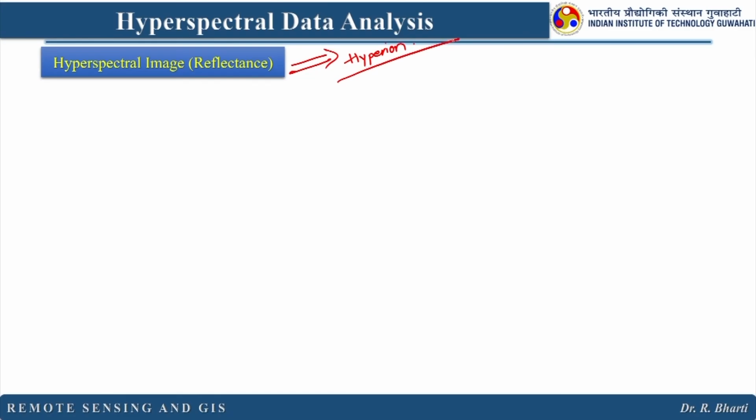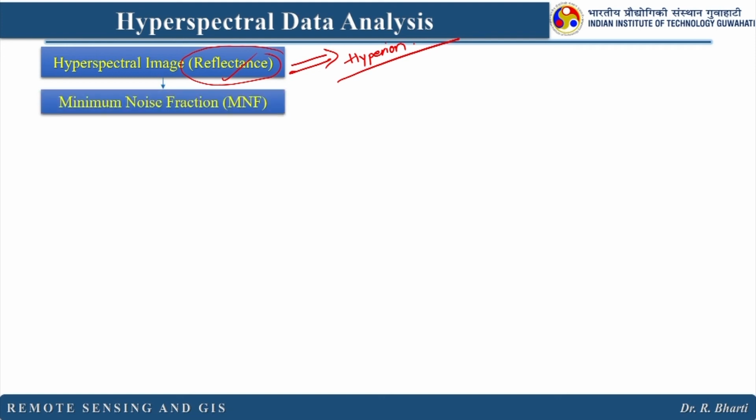So Hyperion is one space based hyperspectral remote sensing sensor, which is actually capable of giving you 224 bands in contiguous and narrow bands, right. So here if you see these hyperspectral images, I have written reflectance. So first you need to convert it to reflectance. Why? Because reflectance is unique information and that can be considered as a fingerprint, right. So first we will identify this reflectance value.